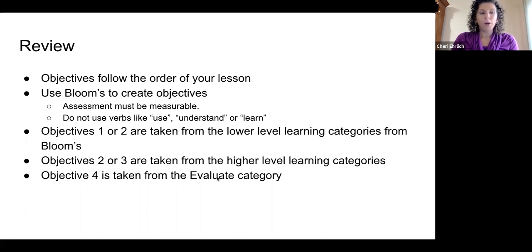So if you have any questions, please let me know, and I'll be creating a video for using these objectives and creating your assessment using these objectives. So watch the next video and you'll understand how to use these objectives for your assessment.